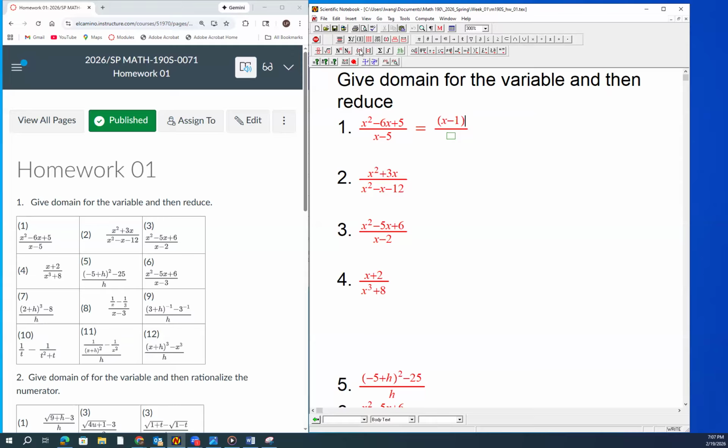Okay, so it's factored into x minus 5 times x minus 1, and divided by x minus 5. So you can do this. But remember, we determined the domain, right? The domain was determined to be x not equal to 5. So x cannot be 5.